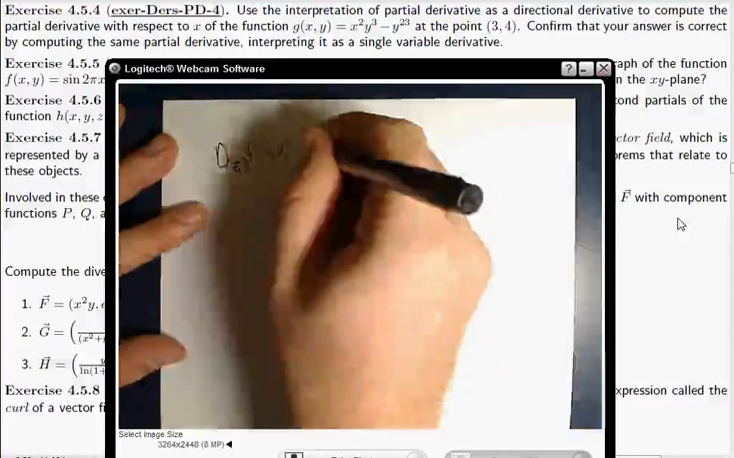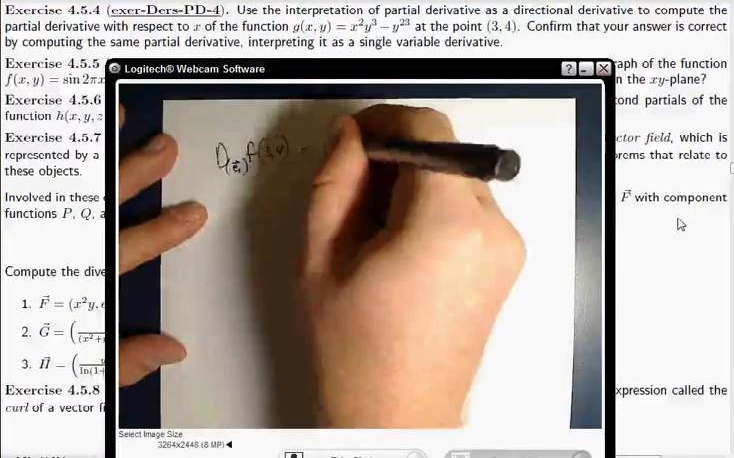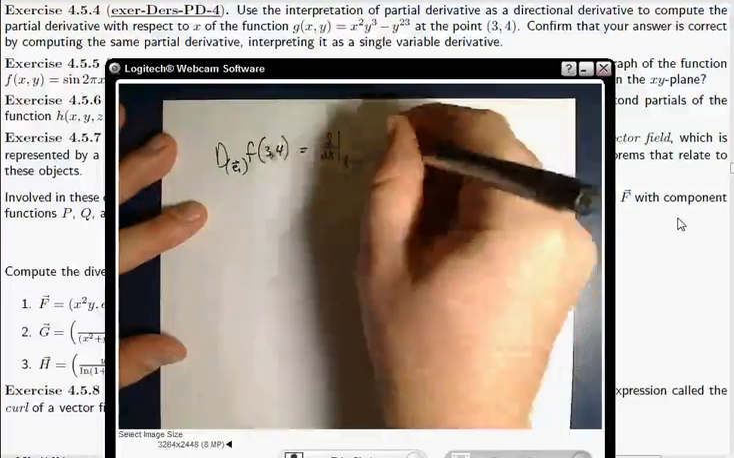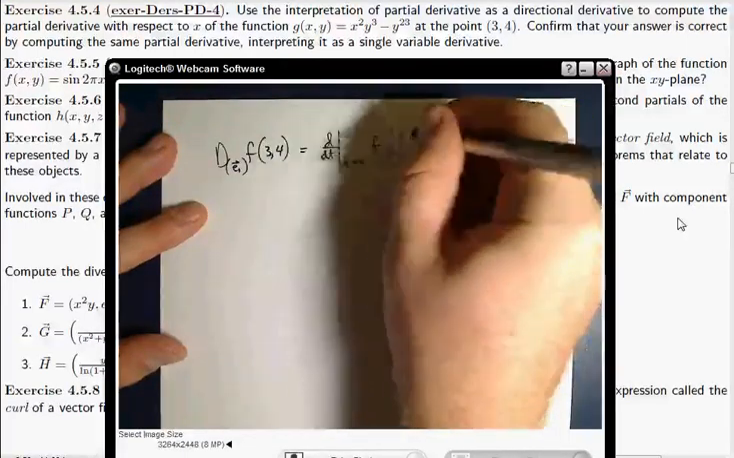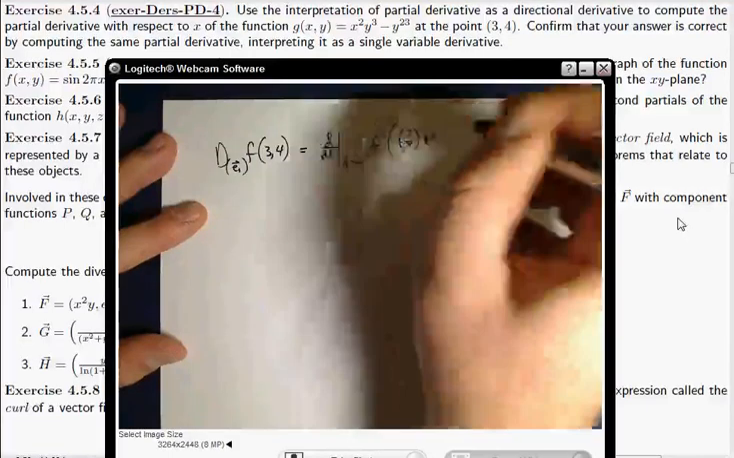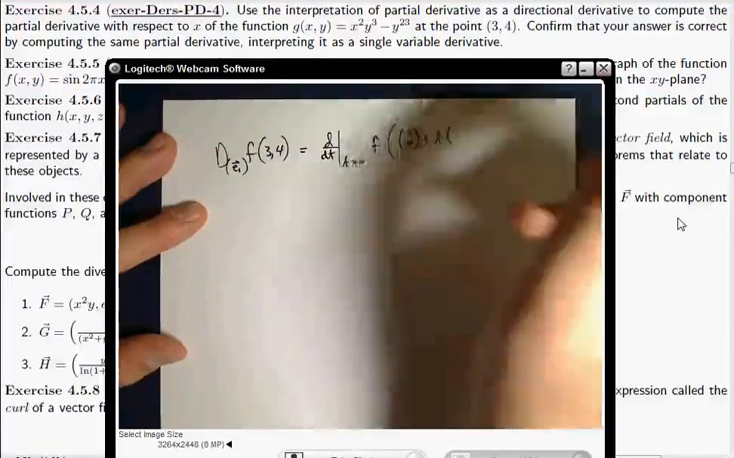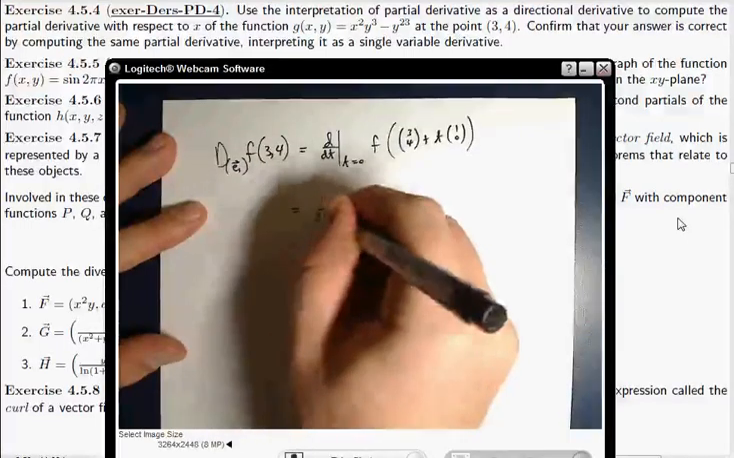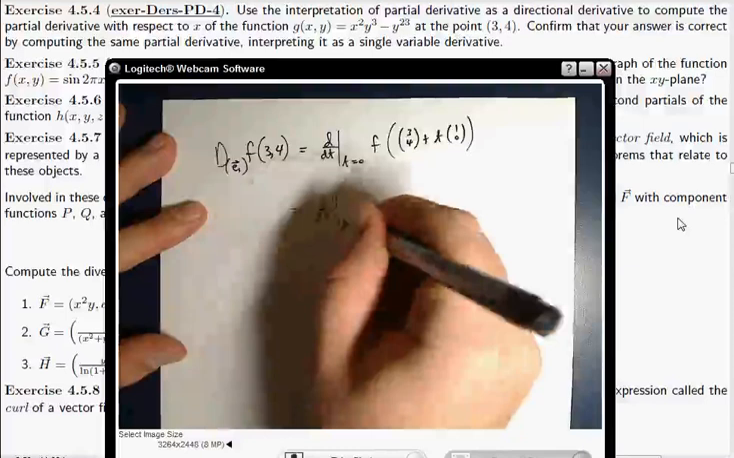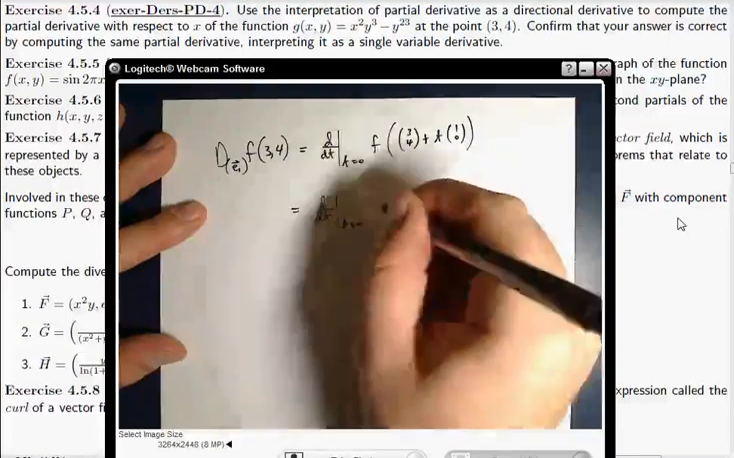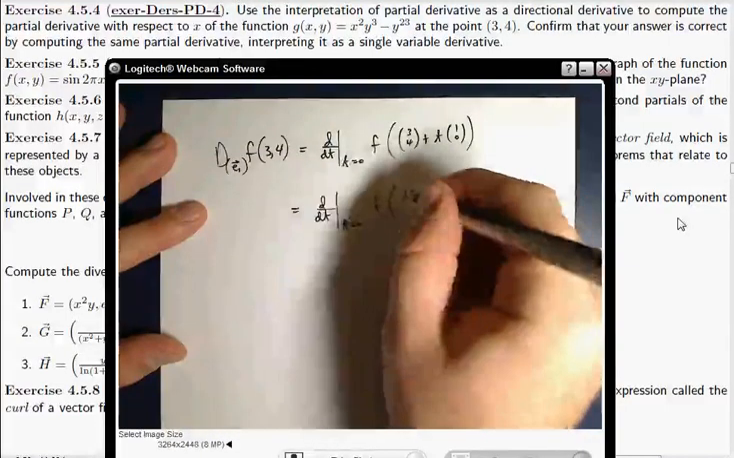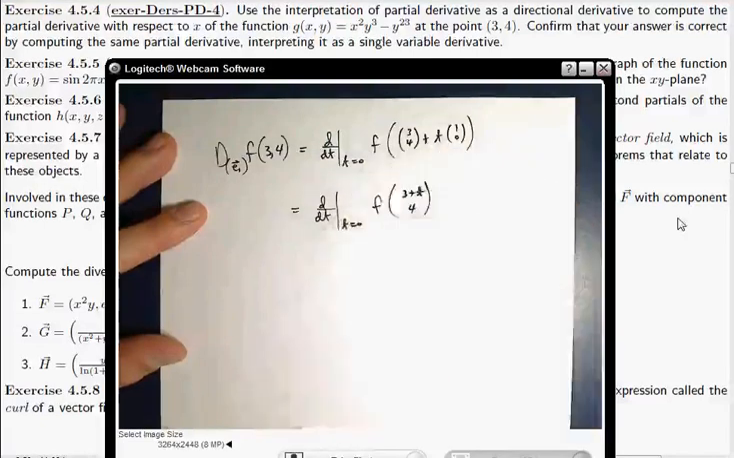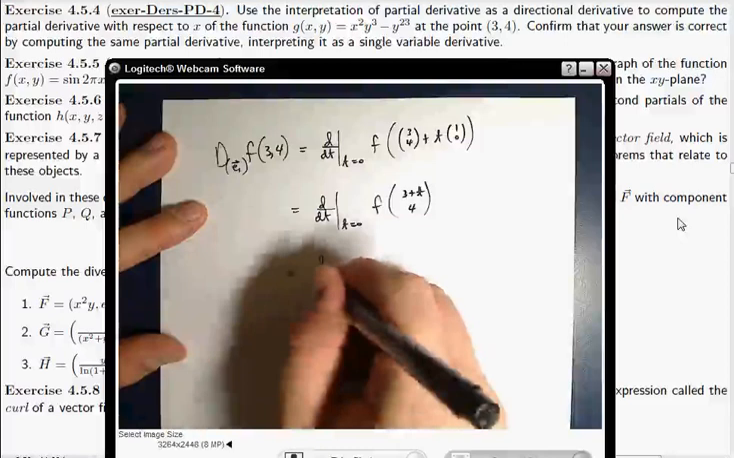Okay, so what we have is the derivative with respect to t at the point when t is equal to 0 of f of (3, 4) plus t times my velocity vector, which is (1, 0). So that's going to be the derivative with respect to t when t is equal to 0 of f of (3 plus t, 4), and that I can compute.